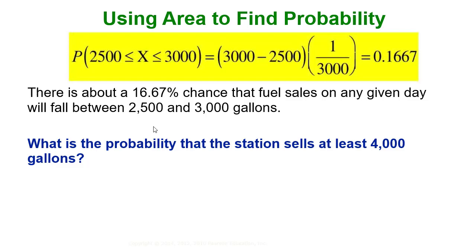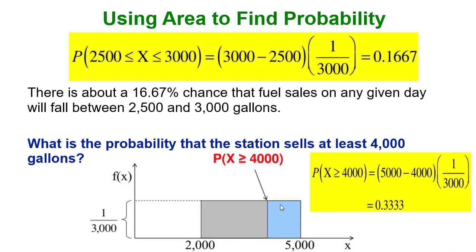So what if we want to figure out the probability that the station sells at least 4,000? Well, again, draw a picture. Here's 4,000 or above. And we've got our height of 1 over 3,000. If it's 4,000 and above, we've got a width of 1,000, right? 5,000 minus 4,000. We do that math, and we get 0.3333, and it's basically 33 1/3% that that's going to happen.